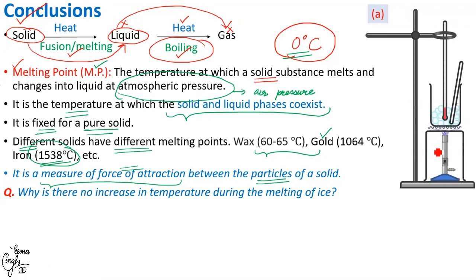And when you heat a substance, you obviously expect the temperature to rise. But here we observed that even though heat is being supplied continuously, the thermometer indicated a constant temperature of 0 degrees Celsius. To understand this, we need to know what happens at the microscopic level when you heat ice or, for that matter, any solid substance is melted or fused.